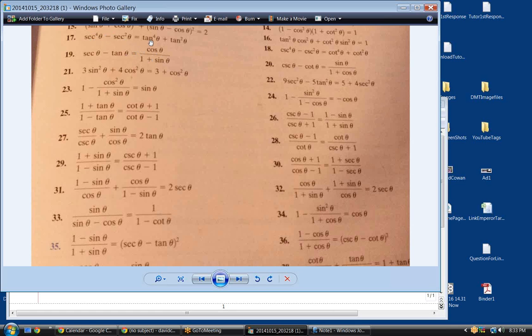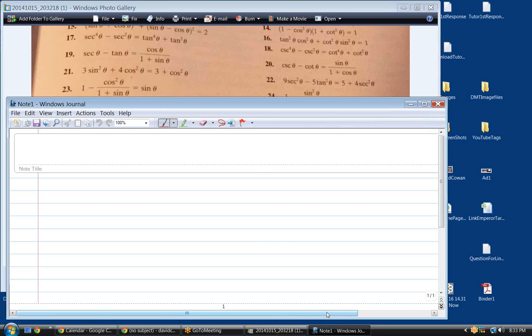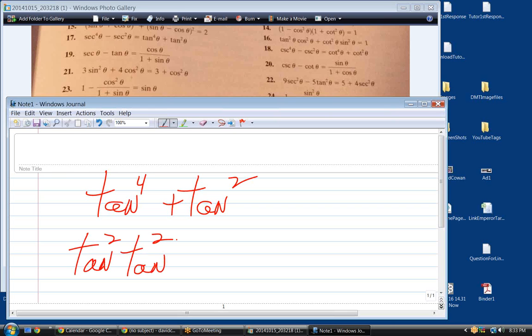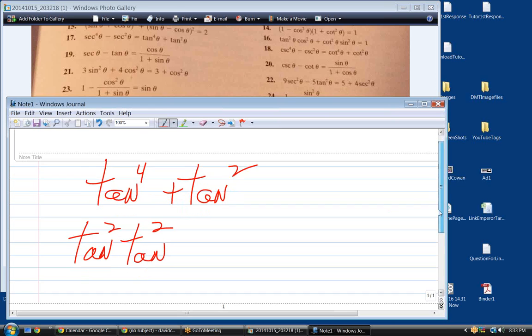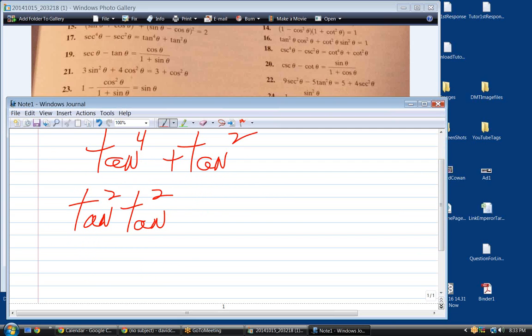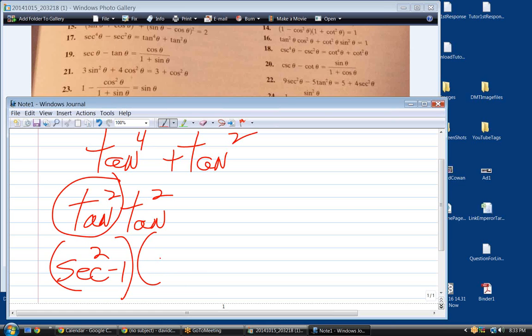Yeah, sure, let's go through that. So let's turn tan to the fourth plus tan squared into the secant. Well, tan to the fourth is tan squared times tan squared. And we know that tan squared plus 1 is equal to secant squared. That means tan squared is equal to secant squared minus 1, plus secant squared minus 1.